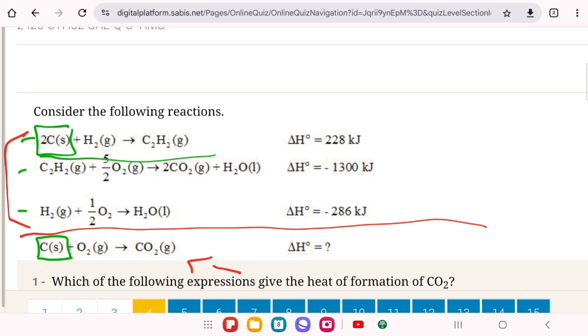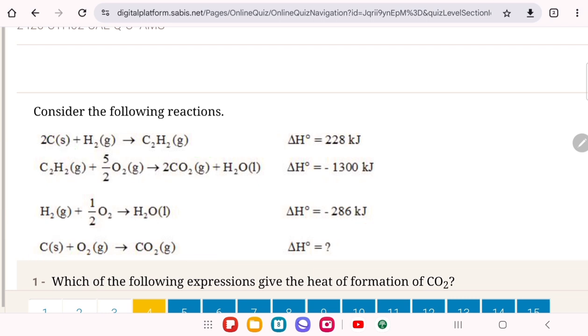Actually, no, we don't keep it, because look at the difference in coefficients. We have 2 over here, and over here we have 1. So how does the 2 become a 1? We divide the whole equation by 2. So all of this, we divide it by 2 or multiply it by 1 over 2. Now we finished with the C. We are safe with the C.